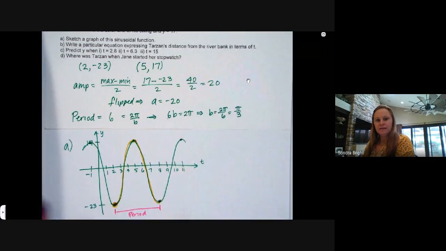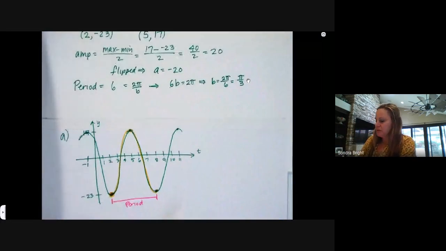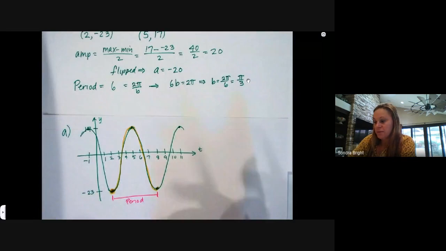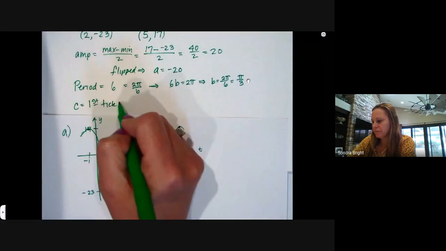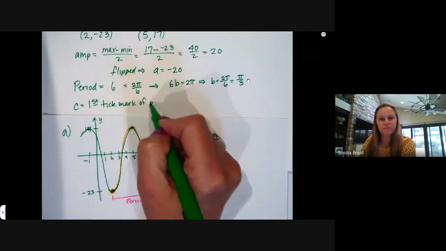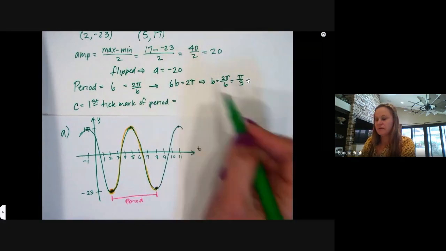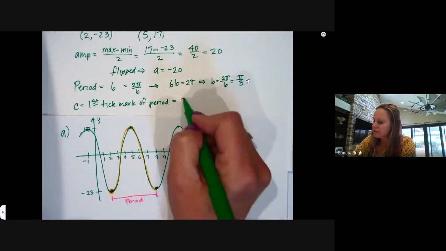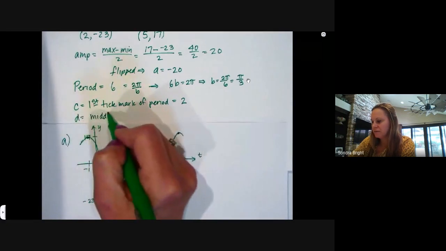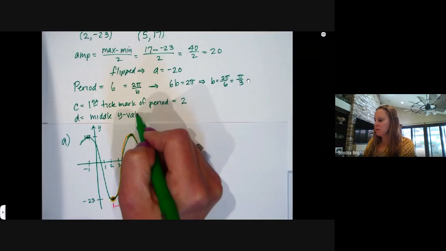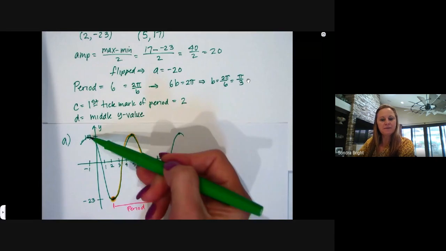Right. Then we need C and we need D. So your C value, if you remember, is the first tick mark of your period. And the first tick mark of the period I chose was 2. So that's going to be your C value. And then your D value, remember, is the middle Y value. What is the middle Y value? So in between 17 and negative 23, what's the middle there?